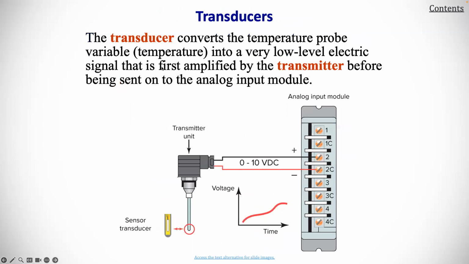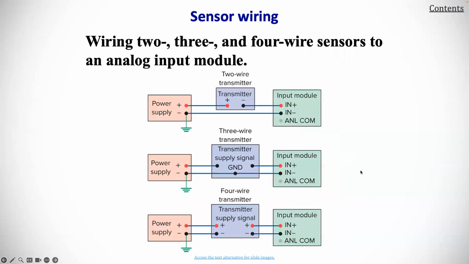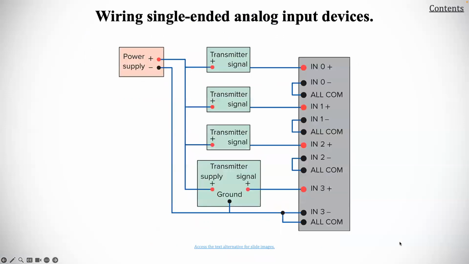For transducers, the transducer converts the temperature probe variable, that is a temperature, into a very low level electrical signal that is first amplified by the transmitter before being sent on to the analog input module, as we're showing in this graphic. For sensor wiring, wiring 2, 3, or 4 wire sensors to an analog input is possible. This gives you an example of what that might look like for each one of those scenarios.